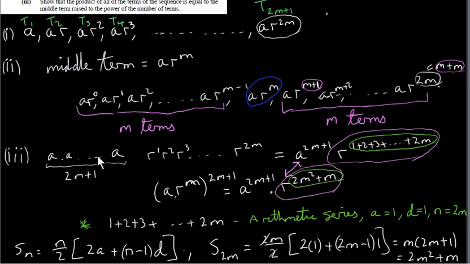So that shows us that the product of all the terms of this sequence is equal to the middle term raised to the power of the number of terms, which is 2m plus 1.